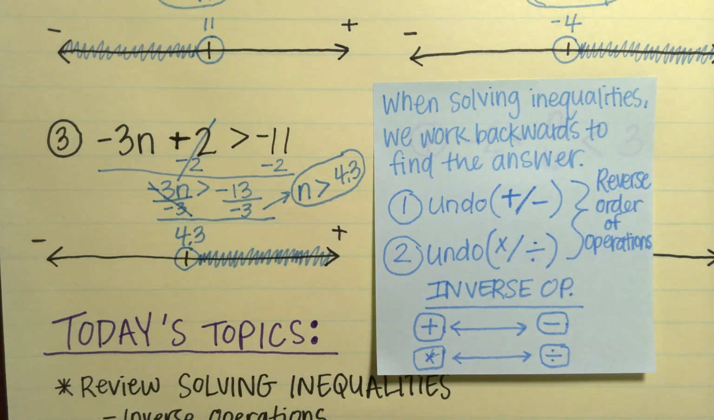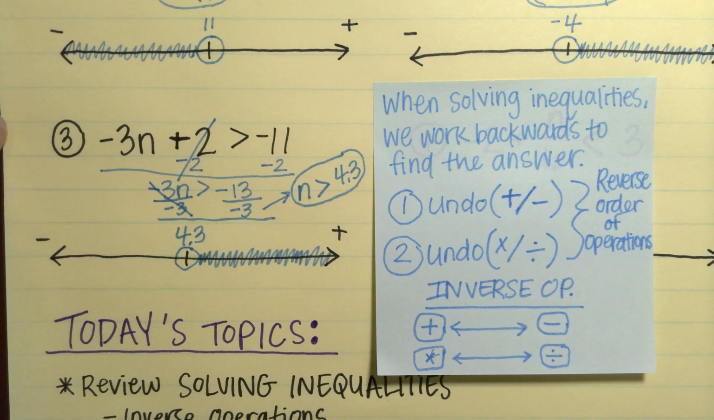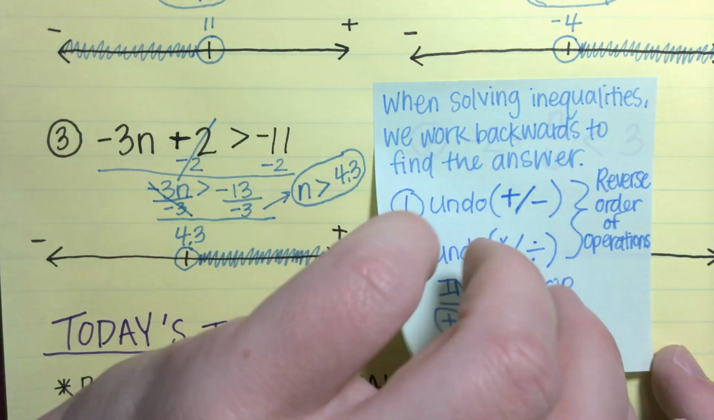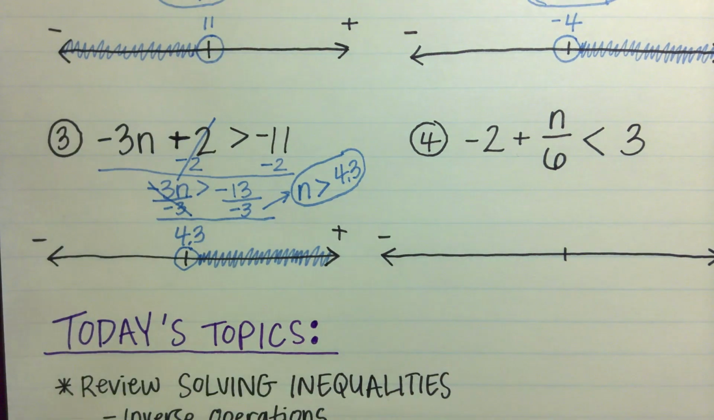Good. Do we have any questions about number 3? No, I had it wrong. Oh, good. Any confusion about number 3? Anything like that? We feel okay about it? Yes. Good. All right, let's go to 4.